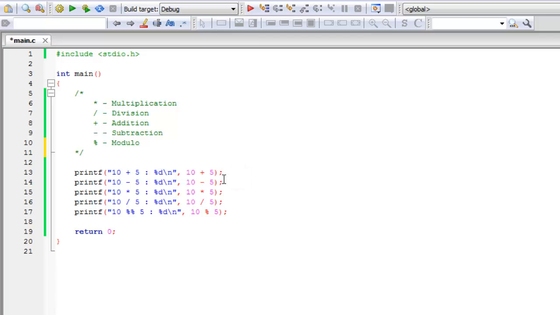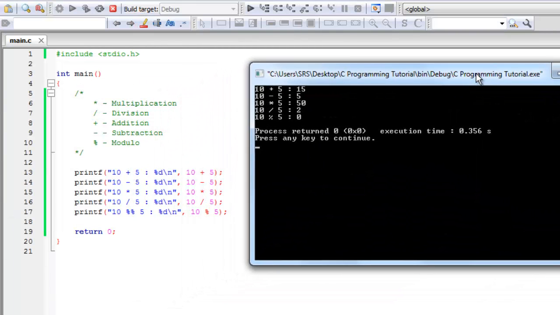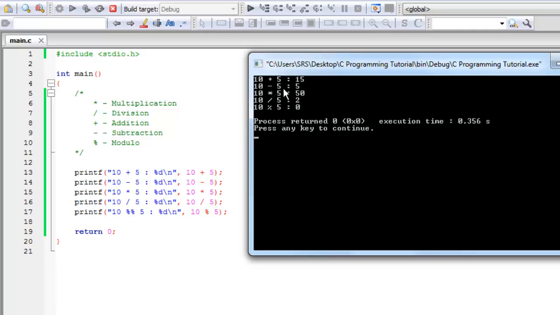10 plus 5, 10 minus 5. If I were to execute the program now, these numbers would be pretty simple for you guys. So let's go ahead and do that, and I'll explain what we have. 10 plus 5 is 15. Duh. 10 minus 5 is 5. Duh. 10 times 5 is 50, and 10 divided by 5 is 2. We knew all these things.